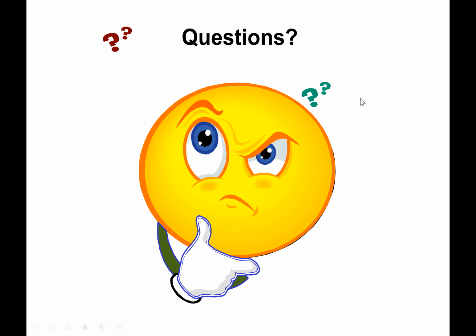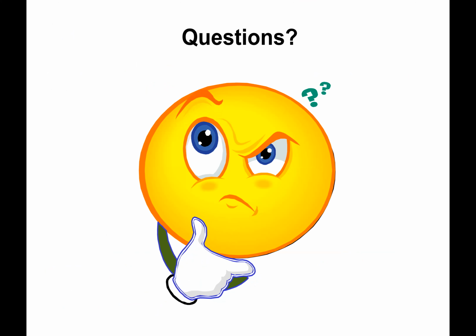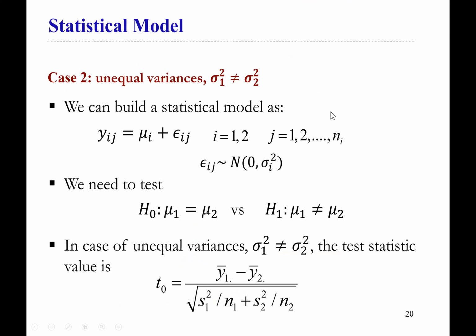So if you do not have any question, let's go over the second case, which is sigma 1 square doesn't equal sigma 2 square, and see what will it change. The test statistic value, will it change or not? The decision, will it change or not? And what else will it change based on the assumption?